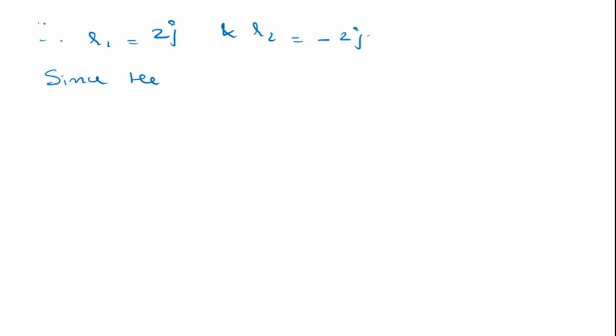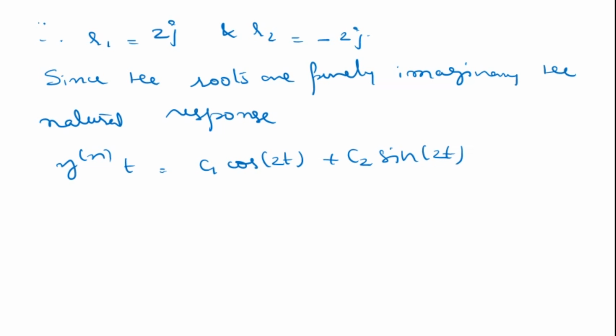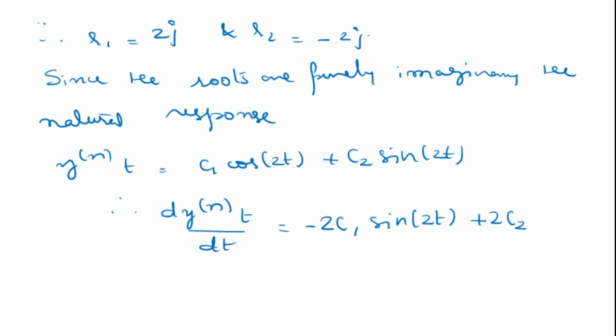Since the roots are purely imaginary, then the natural response yn(t) is equal to c1 cos 2t plus c2 sin 2t. Therefore, dyn(t)/dt is equal to minus 2c1 sin 2t plus 2c2 cos 2t. Call it as equation number 2 and call the previous equation as equation number 1.